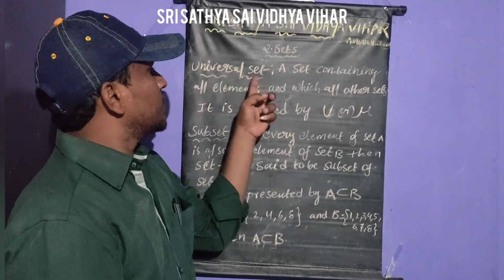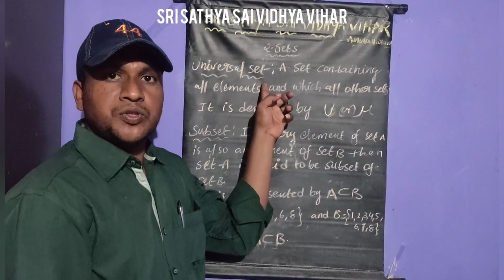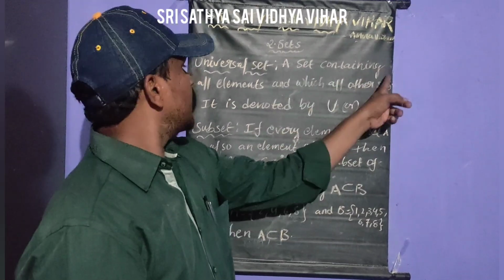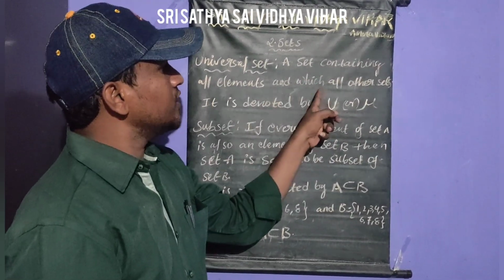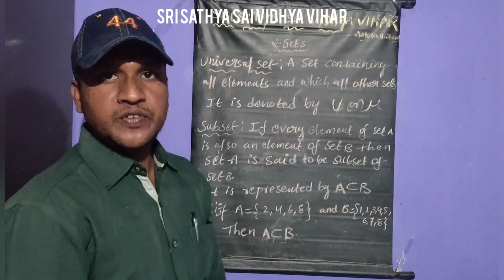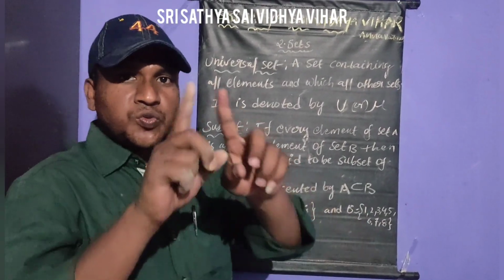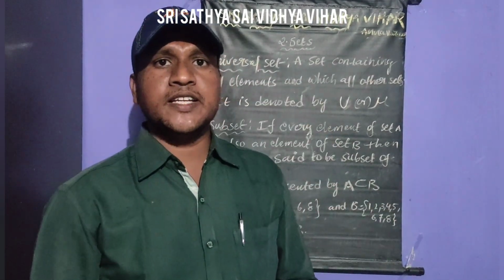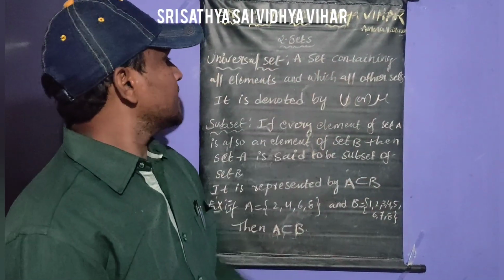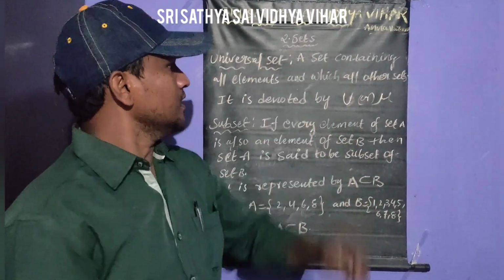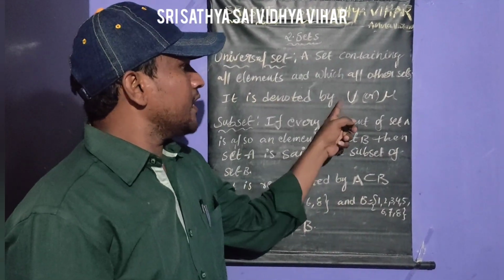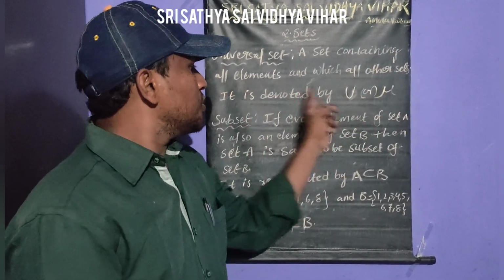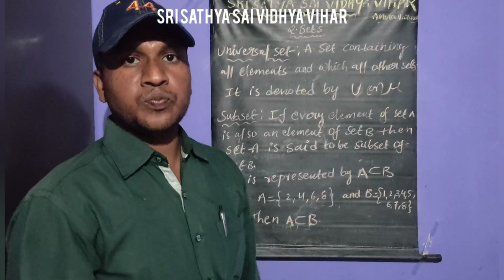Next type, universal set. What is the universal set? A set containing all elements, in which all other sets are contained. If a set contains all the elements under consideration, then it is called the universal set. It is denoted by U or mu.